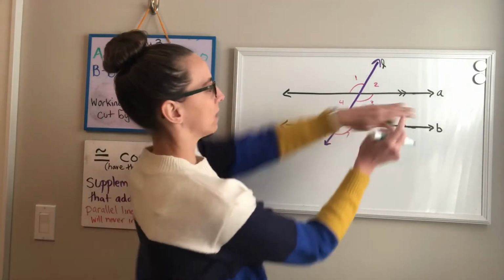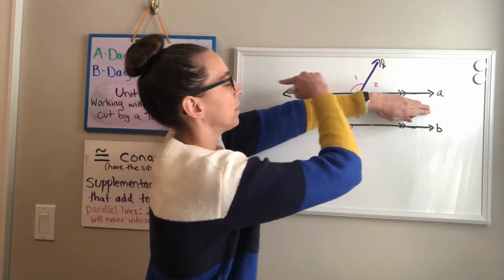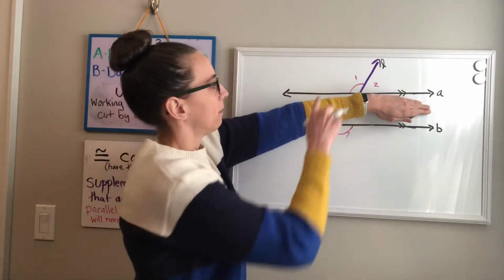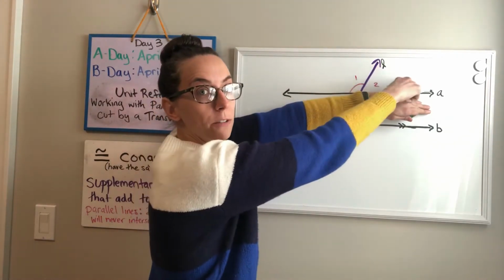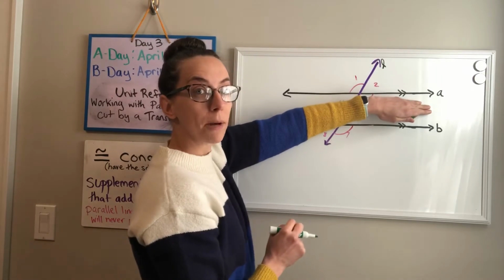Now, if I'm looking at just the top line here, I know that angle 1 and angle 2 have a special relationship. If I were to add angle 1 plus angle 2, I get a line, which means that angle 1 and angle 2 are supplementary.